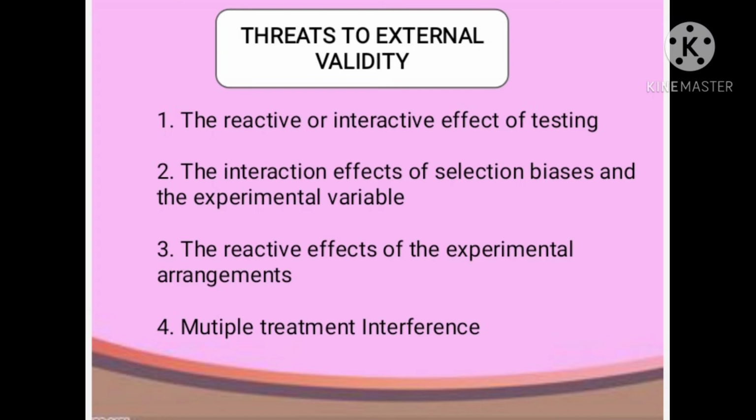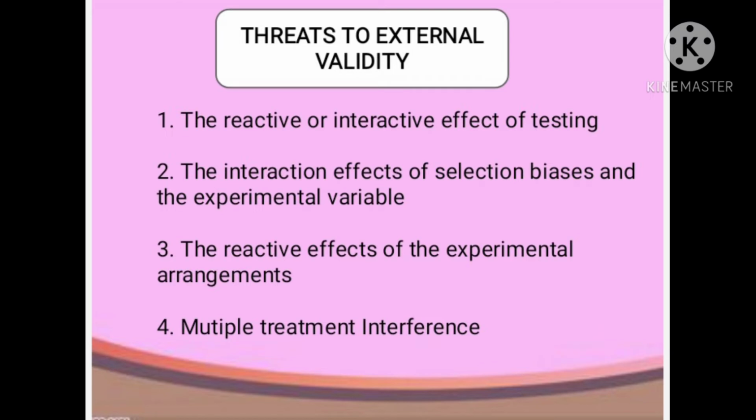So we have also here the threats to external validity. The major factors jeopardizing external validity include the following. First, we have the reactive or interactive effect of testing. Next, we have the interaction effects of selection biases and the experimental variable.